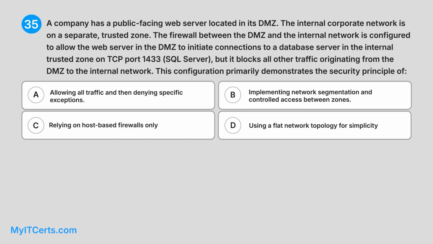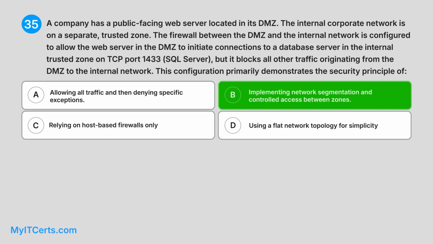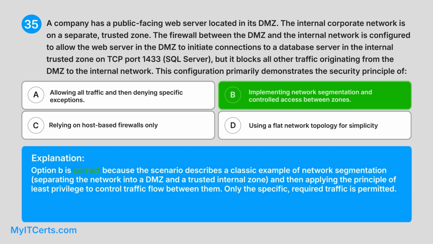Correct answer: B. Implementing network segmentation and controlled access between zones. Explanation: Option B is correct because the scenario describes a classic example of network segmentation, separating the network into a DMZ and a trusted internal zone, and then applying the principle of least privilege to control traffic flow between them. Only the specific required traffic is permitted.